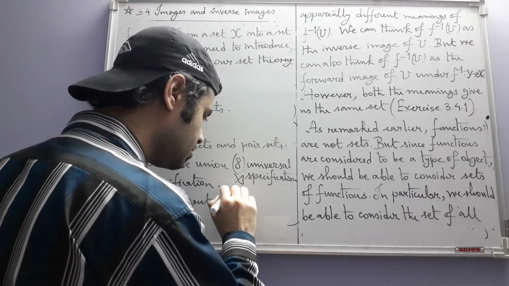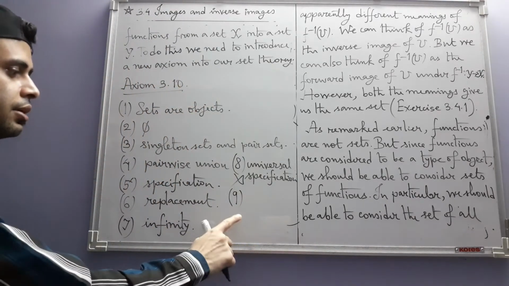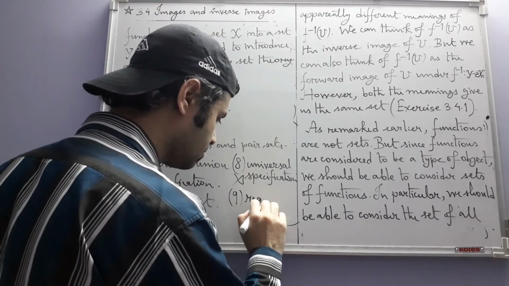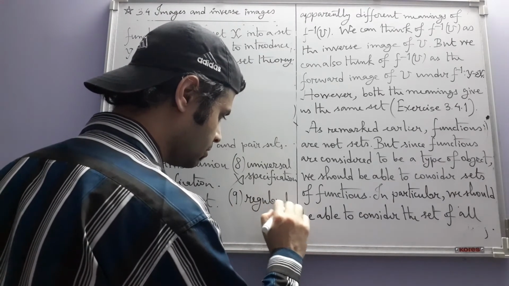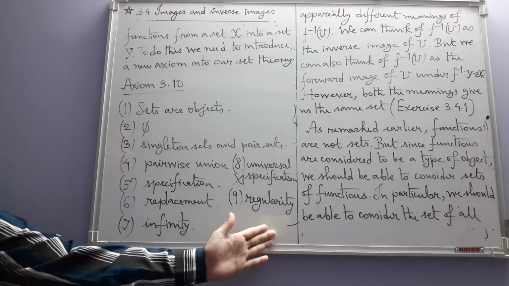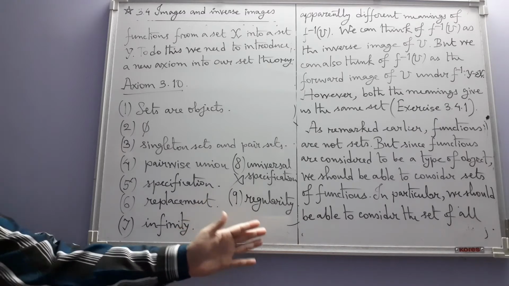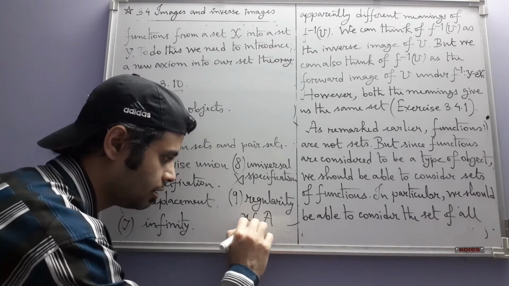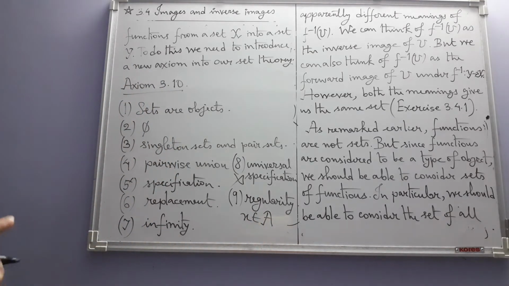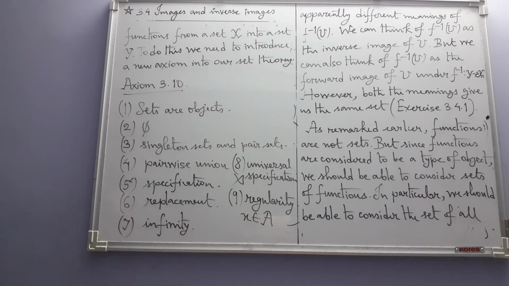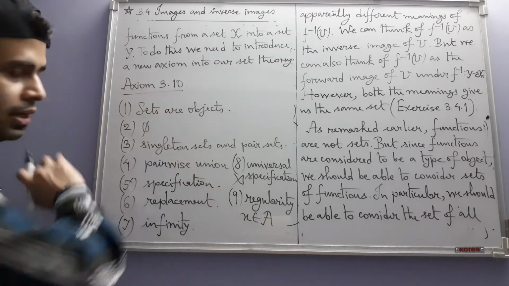The ninth axiom is actually the one which helps us get rid of Russell's paradox, and that is the axiom of regularity. If you remember, it said that if we have a non-empty set A, then there is at least one element X in A which is either not a set or is disjoint with A, and that turns out to be sufficient for us to avoid Russell's paradox. So now we have the 10th axiom.